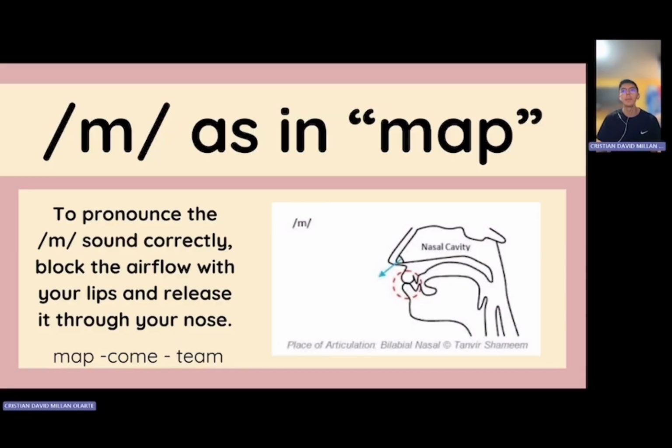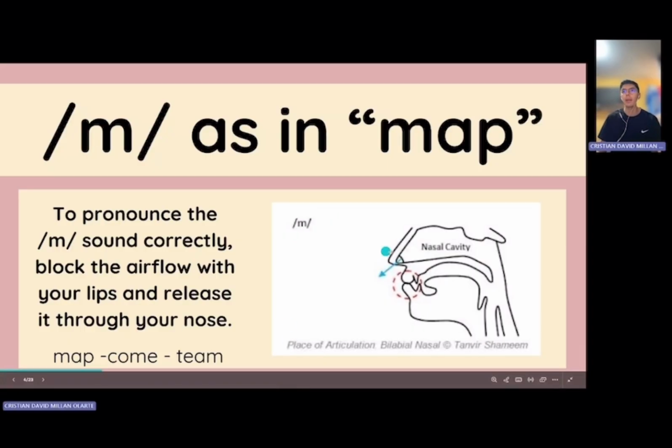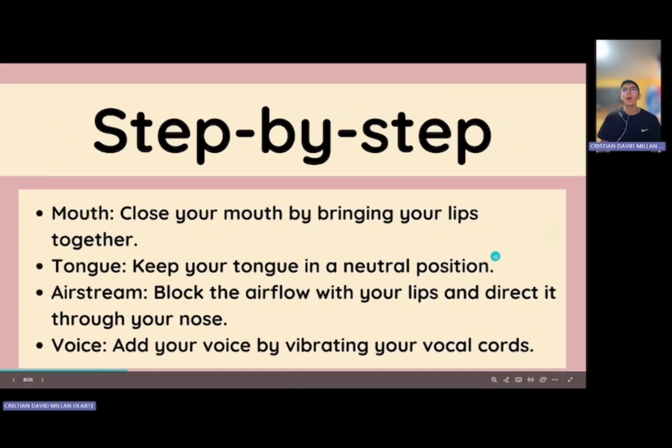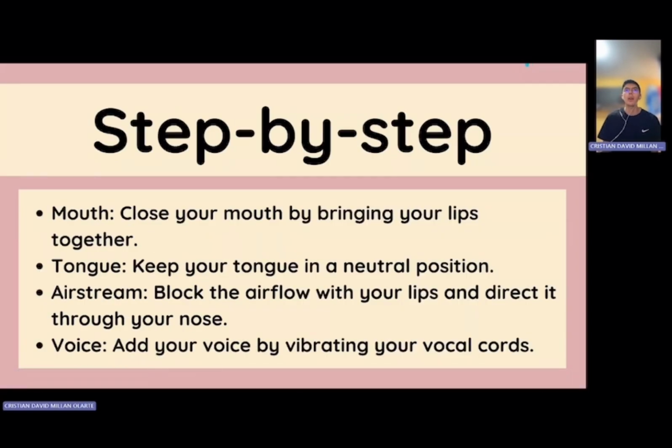We have team. The place of articulation of the phoneme M, as in map, is basically bilabial nasal. Why is it bilabial? Because you have to use both lips in order to pronounce the sound, as in M, both labials. I'm going to explain step by step how to pronounce the M sound.